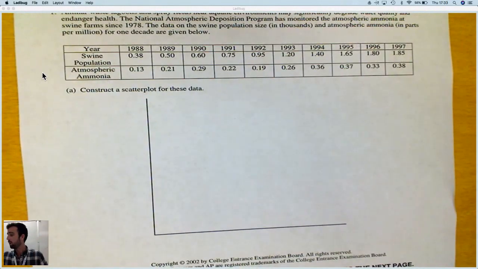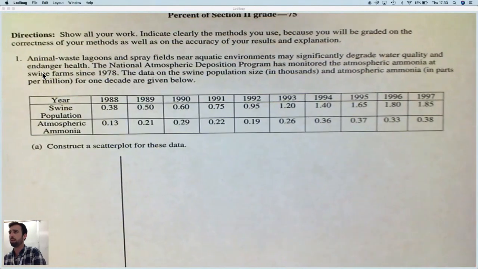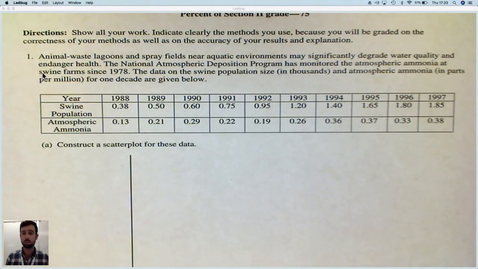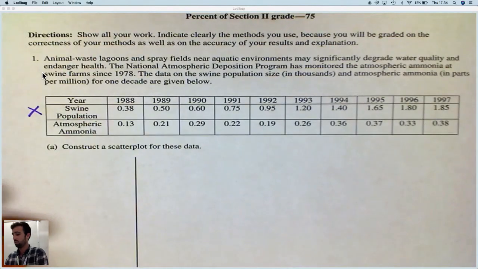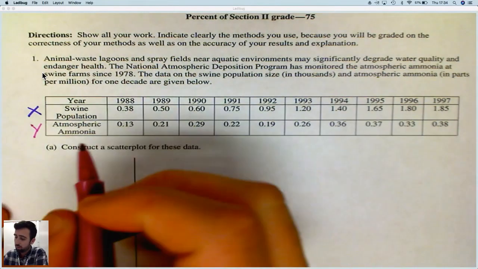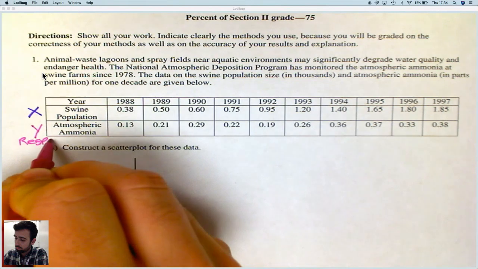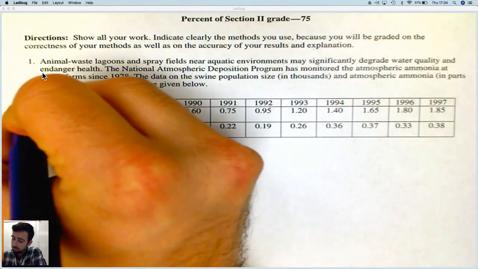So here we want to figure out, okay, what is our explanatory and response variable? So we want to know what explains the other. Do you think the population explains how much ammonia is in the atmosphere, or the other way around? For us, this is the explanatory variable, which is our X, and this is going to be our Y, or our response variable. So I'm going to write response, and over here, I'm going to write explanatory.